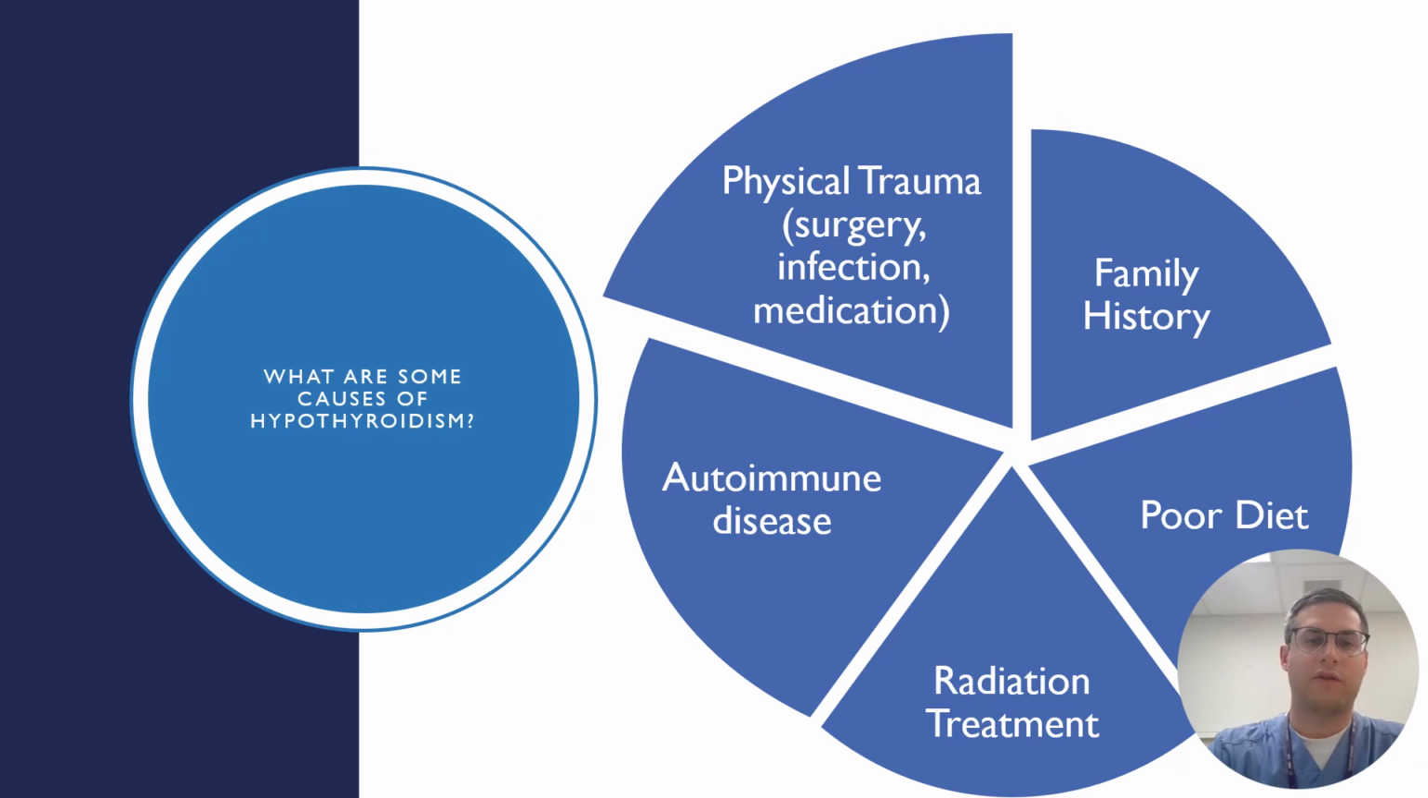So what are some of the causes of hypothyroidism? In the chart to the right here, I've listed some of the most common causes. First one is physical trauma, whether it's a surgery to remove the thyroid, an infection, certain medications can damage the thyroid, family history, essentially genetics, poor diet, radiation treatments, and also autoimmune diseases, essentially where the immune system attacks the thyroid, damaging it over time.